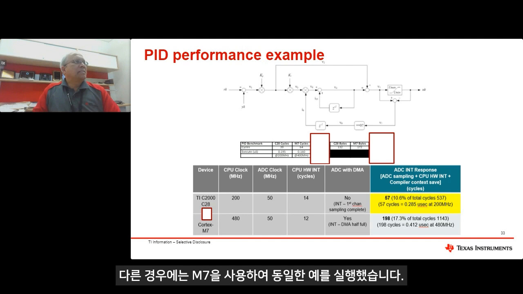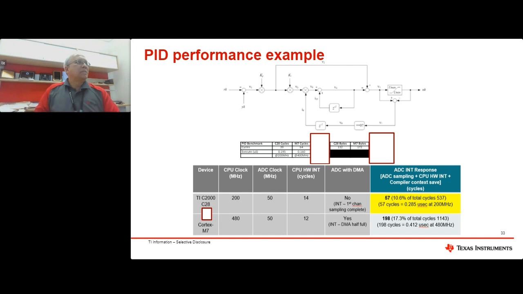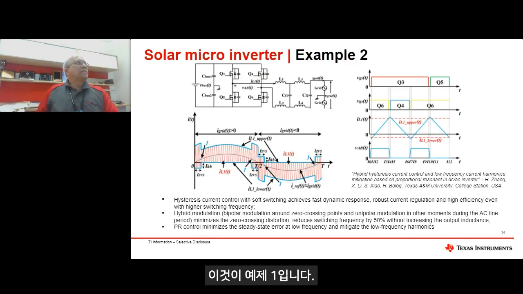In the other case, the same example was run using the M7. It takes about 198 cycles, which is about 17% of the total cycles of 1143 total cycles, with the M7 running at 480 megahertz. Okay, so that's example one. And there's an example two also here.